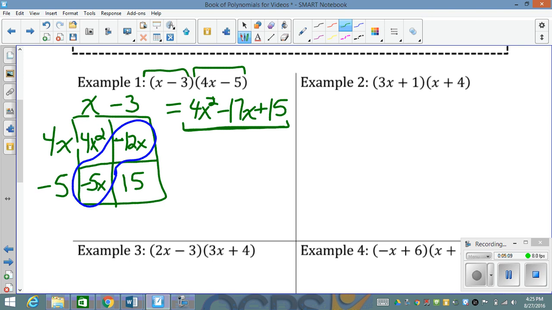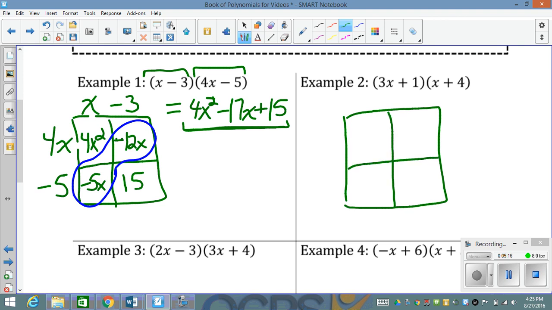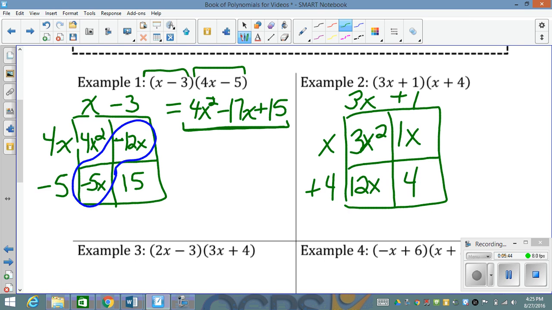Okay, let's look at the next example. Ready? We're going to start by drawing our box. It's a binomial times binomial, so I'm going to go 2 terms, 2 by 2 here. I'm going to put on the outside my 3x plus 1 and my x plus 4. Then I'm going to multiply each row, each column. So 3x times x is 3x squared. X times 1 is x, or 1x. 3x times 4 is 12x. 4 times 1 is 4.